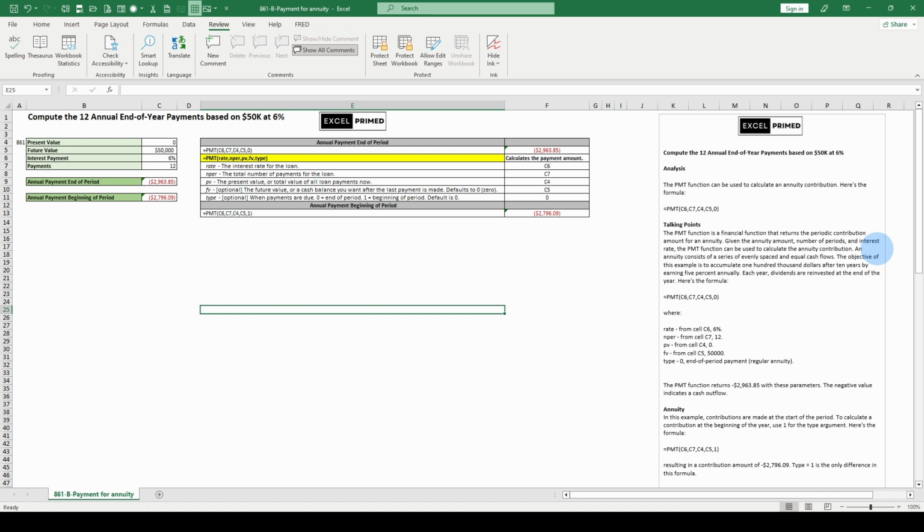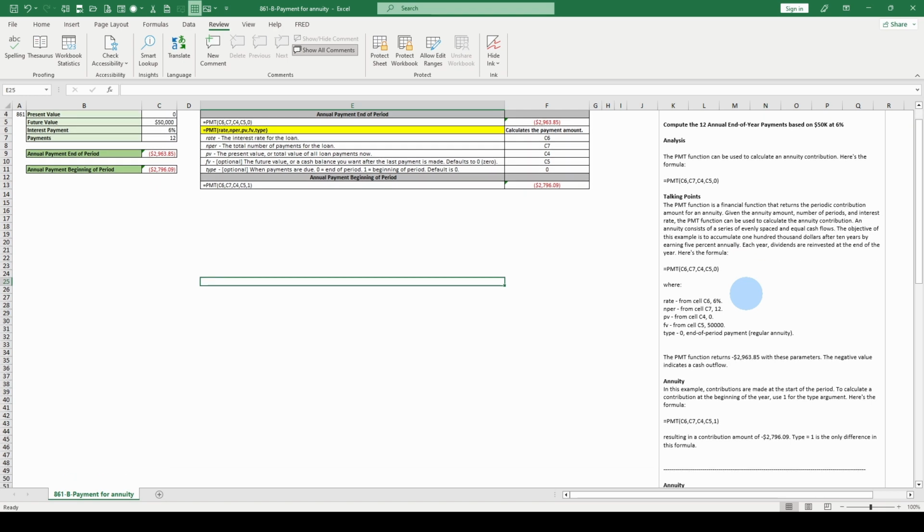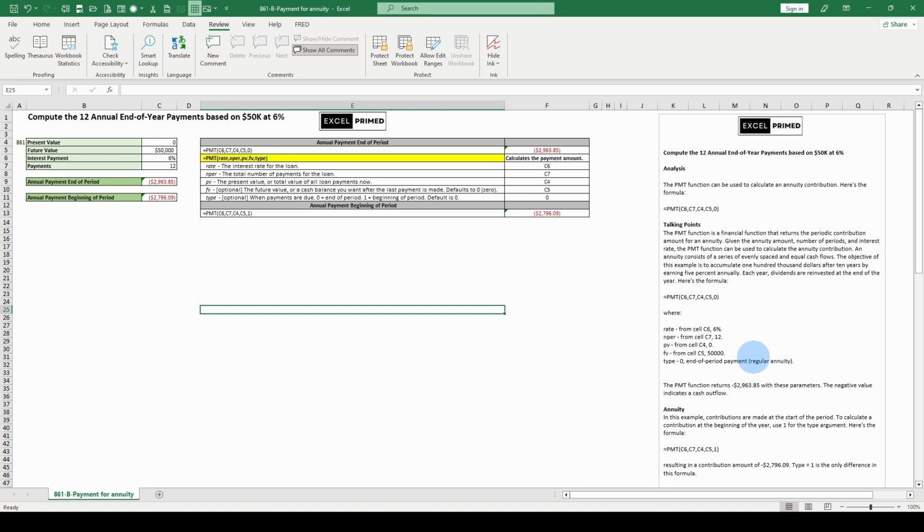The objective of this example is to accumulate $100,000 after 10 years by earning 5% annually. Dividends are reinvested at the end of the year. Here's the formula, where the rate from cell C6 is 6% and the number of periods in cell C7 is 12. Present value is 0. Future value is 50 grand.